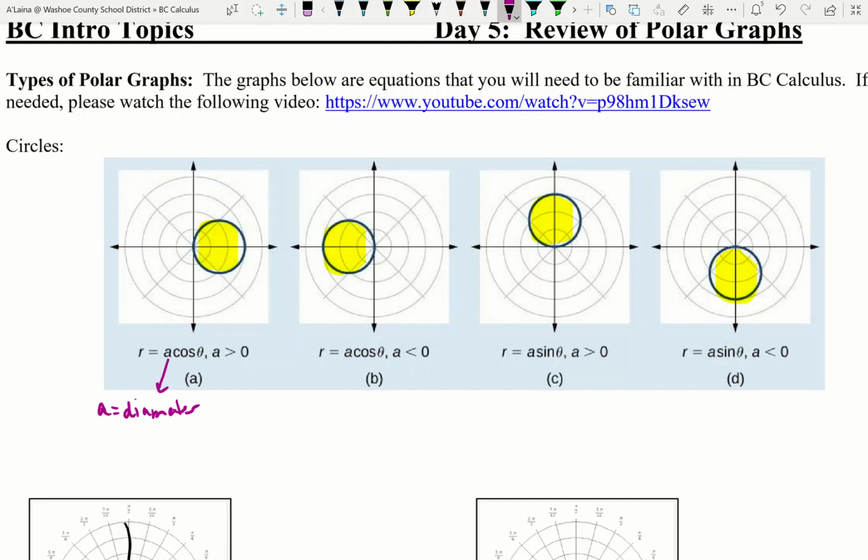If it has cosine, your diameter is going to be lying upon the x-axis. If a is positive, your diameter will be on the positive side of the x-axis. If a is negative, your diameter will be on the negative side of the x-axis. And sine is along the y-axis, a positive diameter for a positive value of a, and then along the negative side of the y-axis for negative a. That might be a little bit of a false way to say some of this, because we're really talking about r instead of x and y, but that's a way to link some ideas together.